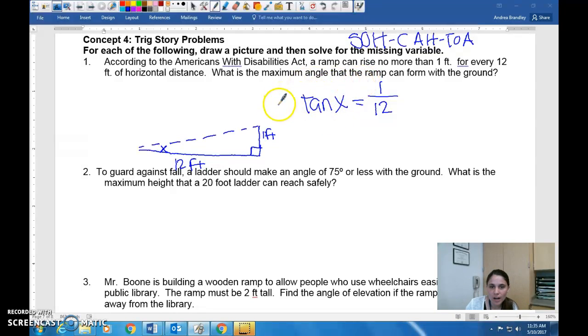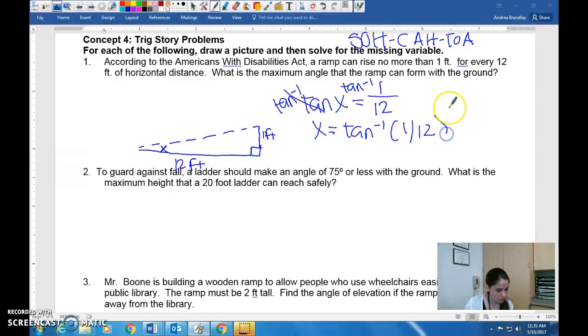To solve this for x, I can take the inverse tangent of each side of my equation. So this will cancel, and x will equal the inverse tangent of 1 over 12, which can be put right into a calculator. Generally, your inverse tangent is right above your tangent button, so you would hit second tangent. Not true for all calculators, but for many. So the inverse tangent of 1 over 12 is about 4.8. So the maximum angle this can be is 4.8 degrees.